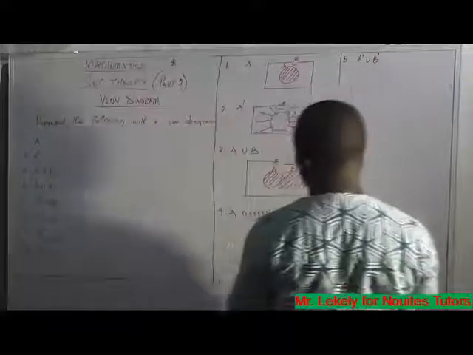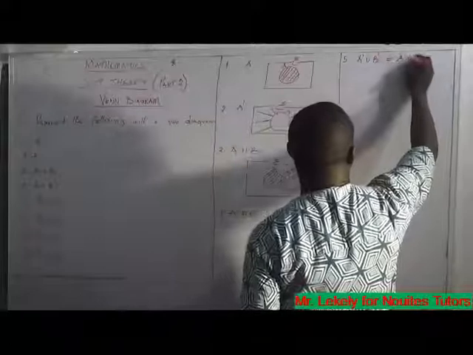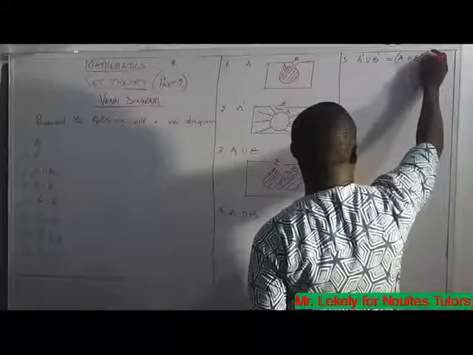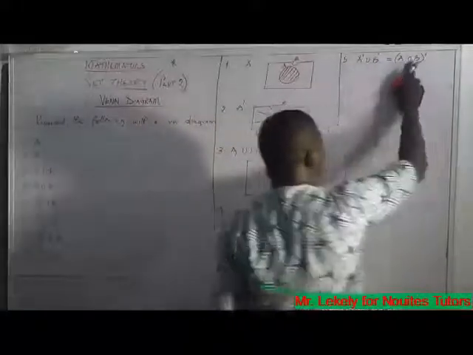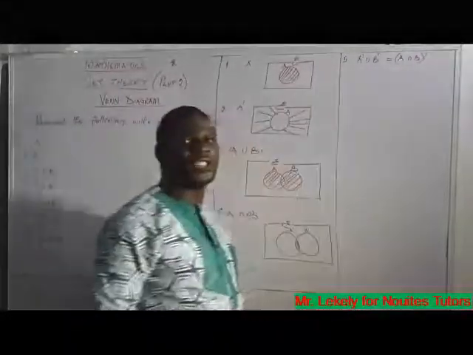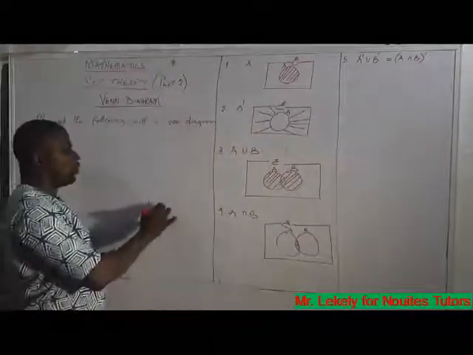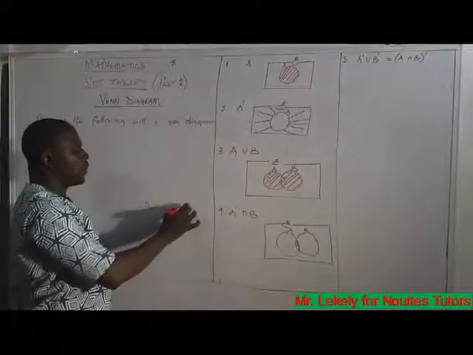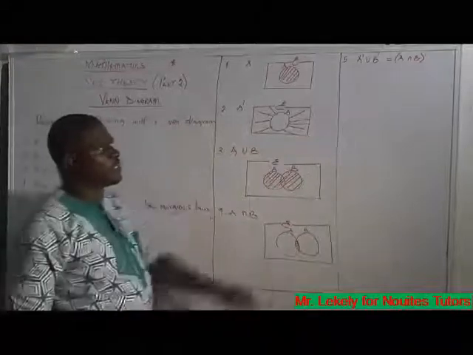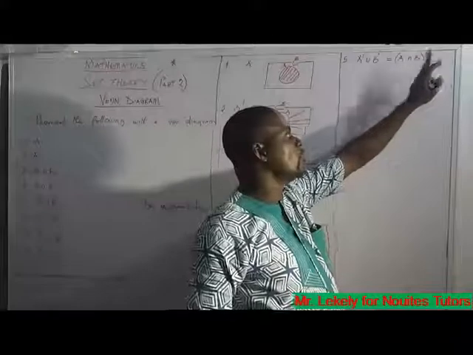And then number 5, you have A prime union B prime. Now A prime union B prime, you can re-express it as A intersection B, all prime. You see that the union will change to intersection and then you bracket it and give it one prime. You call this De Morgan's law. It's a law of sets. So De Morgan's law is saying if I have A prime union B prime, it's the same thing as A intersection B, all prime.